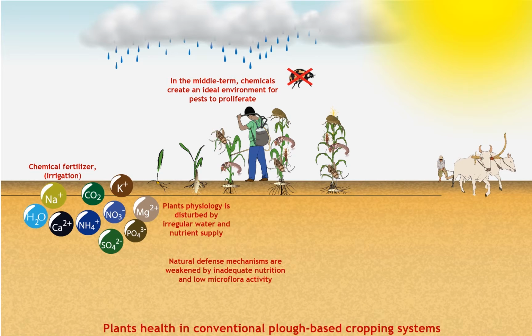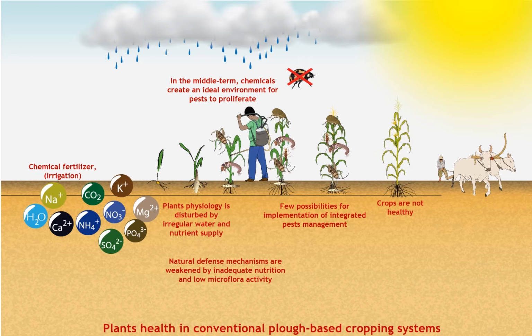Under such conditions, the implementation of integrated pests management is not easy. Pest pressure is too high, and the habitat in plow-based monocropping is not friendly for insectivorous organisms. As a result, despite, and actually because of, the recurrent use of ever more powerful pesticides, plow-based agriculture is rarely able to grow healthy crops.